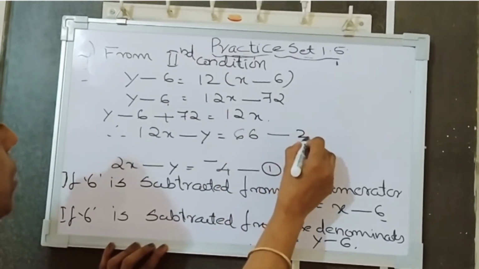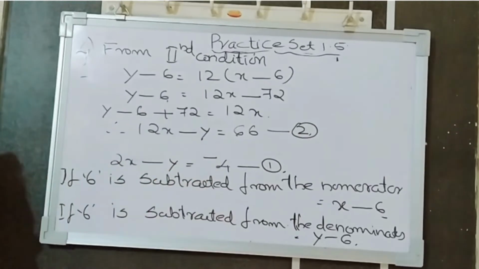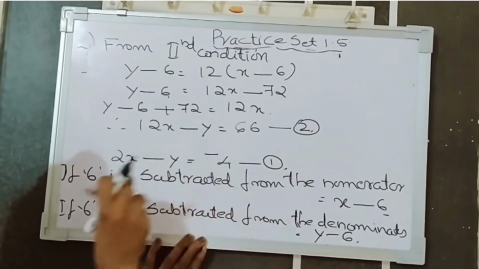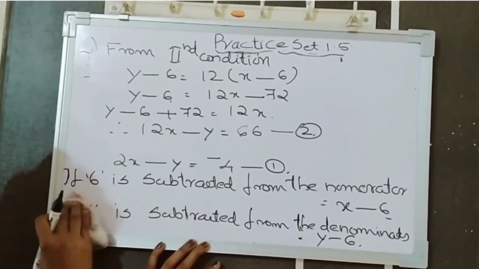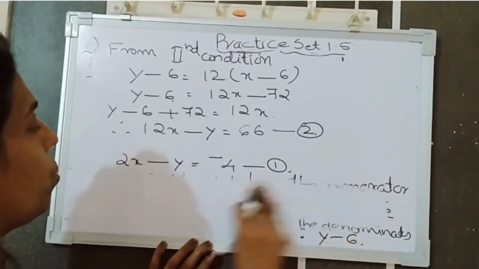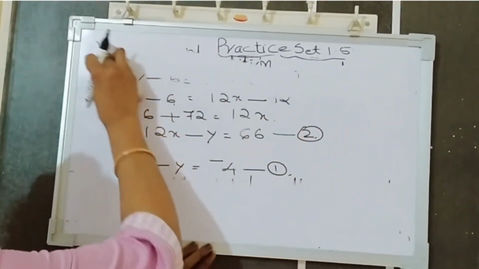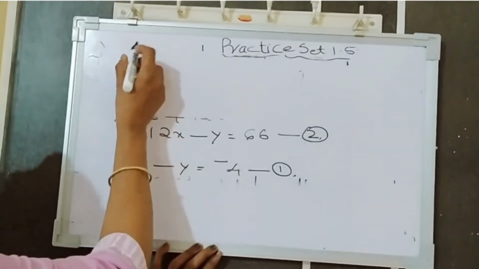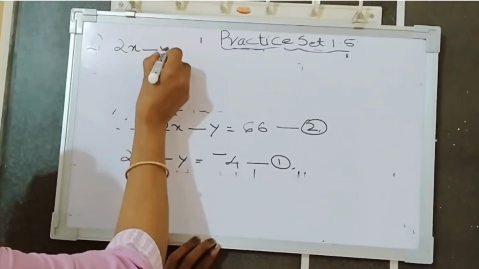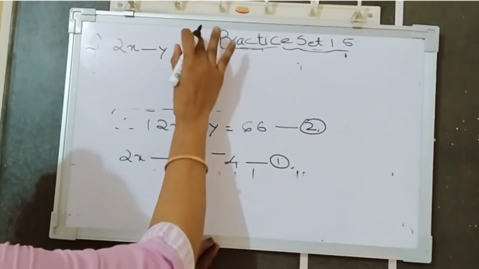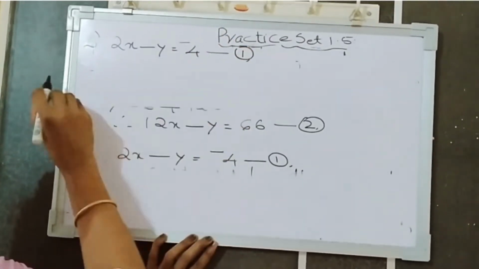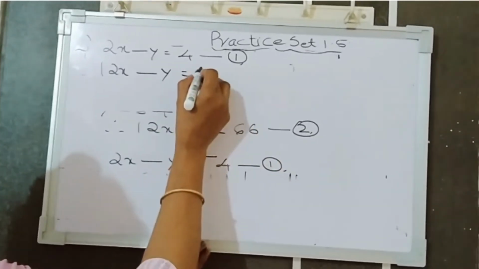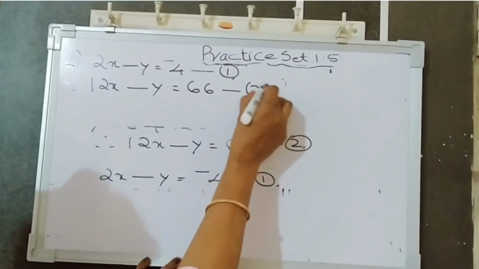This is equation number 2. 12x minus y is equal to 66 is the second condition. 2x minus y is equal to negative 4 is the first condition. I am writing the two equations together. First one, 2x minus y equals negative 4, equation 1, and second one, 12x minus y equals 66, equation 2.